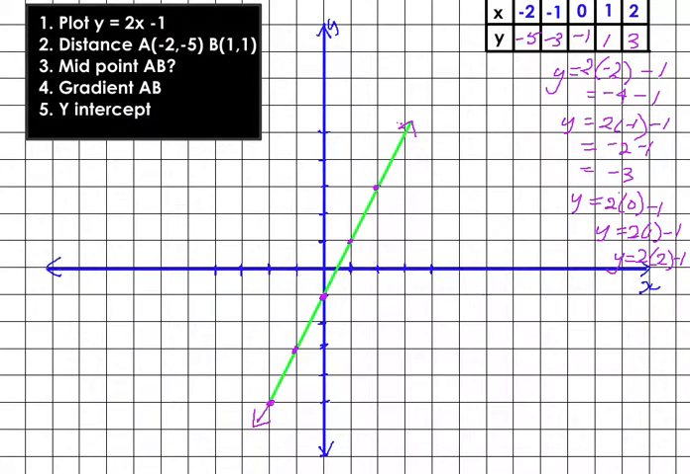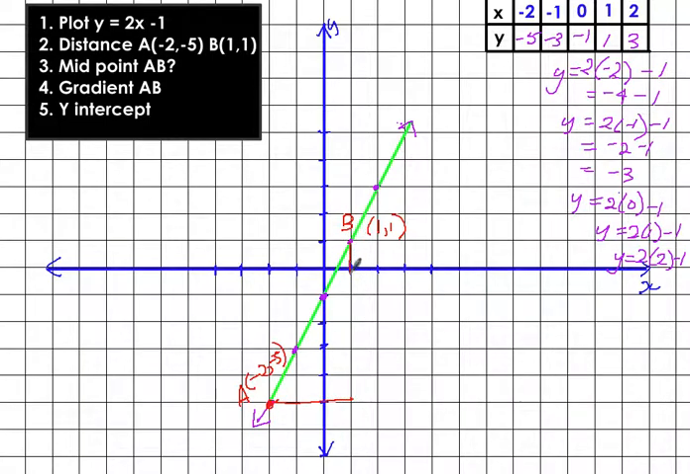Now they've asked me to find the distance between two points. The points they've asked me about are point A, which is negative 2, negative 5, and point B, which is 1, 1. For the distance, if it's a straight line parallel to the x-axis or parallel to the y-axis, I could just count them off. But here I need to use Pythagoras.